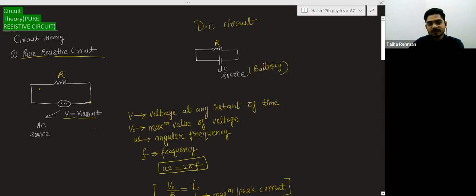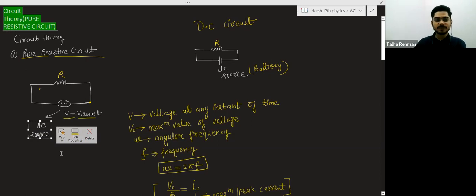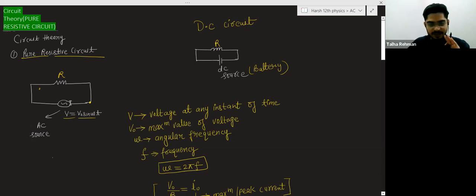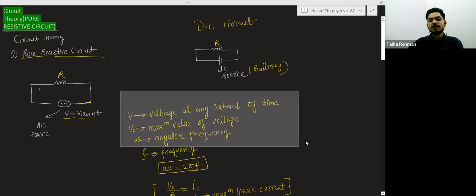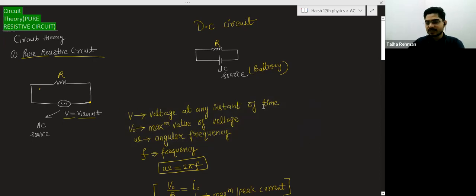This is the alternating voltage, because it is changing with time. And what is the source of the alternating voltage? An AC source, like an AC generator. So basically, this is the circuit. And already I have explained what is V, what is V naught, what is omega, what is T. So I have just written all these things here. V is the voltage at any instant of time. V naught is the maximum value of the voltage. Omega is the angular frequency. There is a relation between the angular frequency and the frequency: omega is equal to 2 pi f. I am telling you because this relation will be used here.